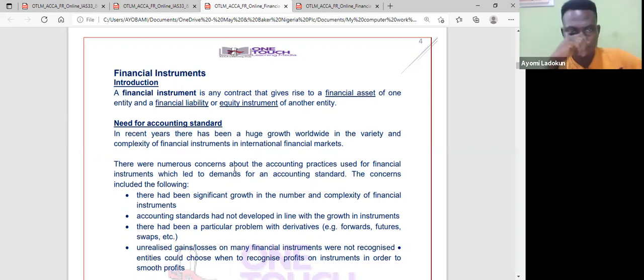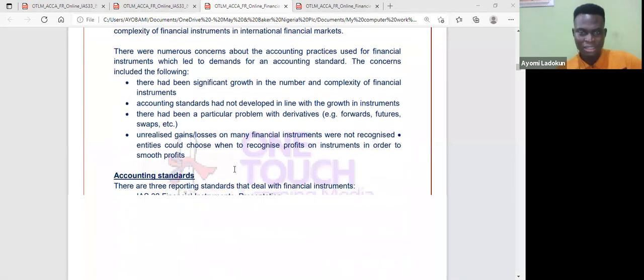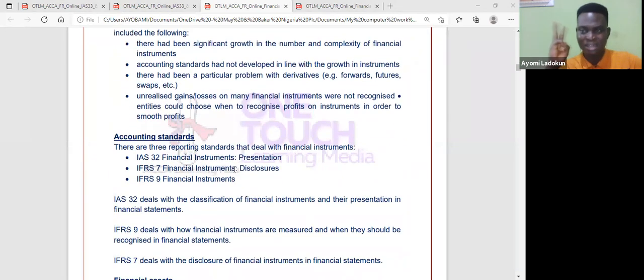Financial instruments. A financial instrument is any contract that gives rise to financial assets of one entity and a financial liability or equity instrument of another entity. So when I have a contract that gives rise to a financial asset of one entity and the financial liability or equity instrument of another entity, then I will say that is financial instrument. There are three standards that are applicable to financial instruments.